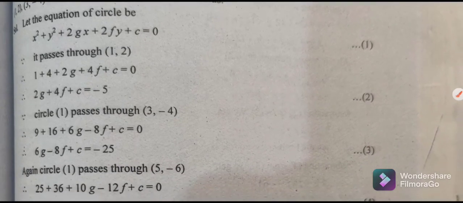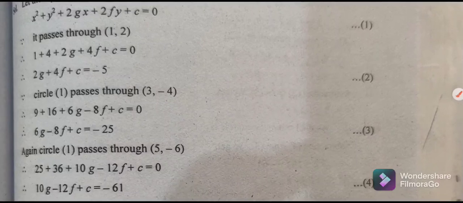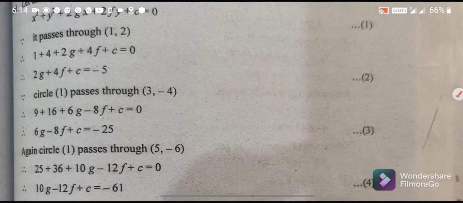Next question, very important. Find the equation of the circle which passes through the points (1, 2), (3, -4) and (5, -6). Find its center and radius. Now let the equation of the circle be x square plus y square plus 2gx plus 2fy plus c is equal to 0. This is the general form of the equation. Now if it passes through the first point (1, 2), then this point satisfies the equation. That is, put x is equal to 1 and y is equal to 2 in this equation.